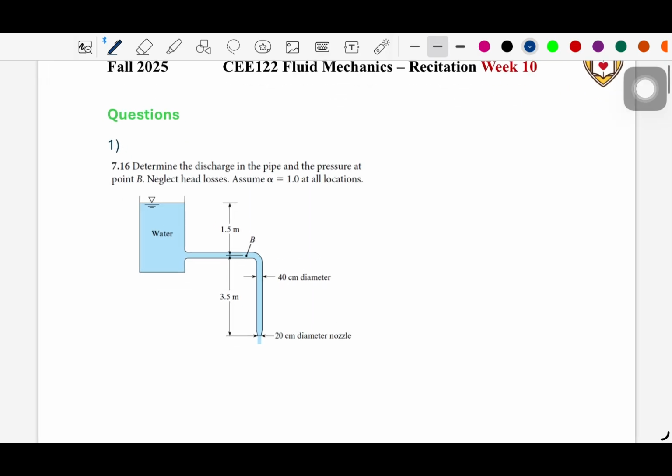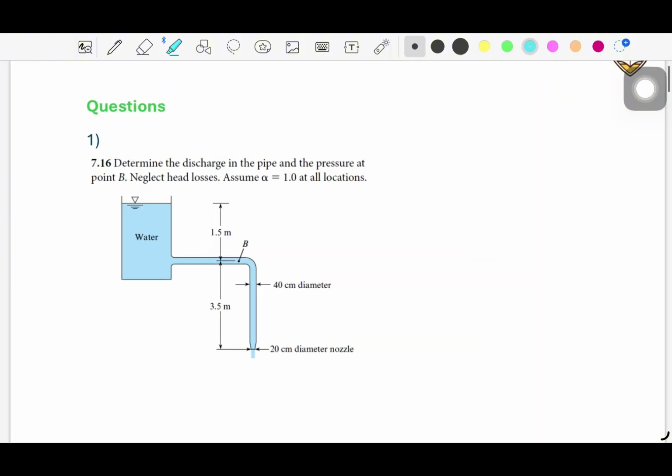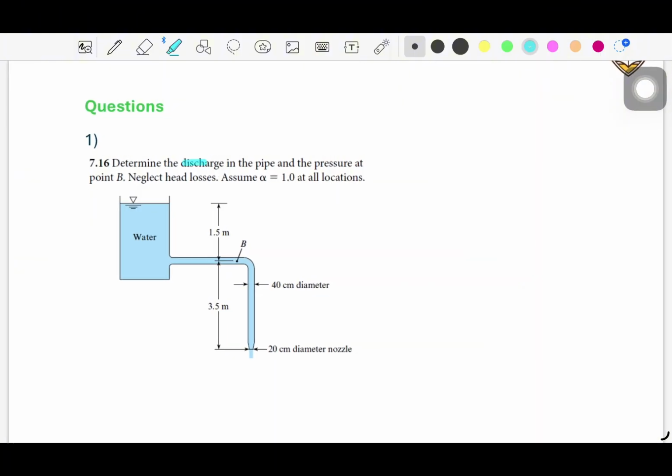This is question 7.16. Here we need to determine the discharge in the pipe and the pressure at point B. We are going to neglect head losses and we will assume a coefficient of 1 at all locations. So let's see what the question asks.